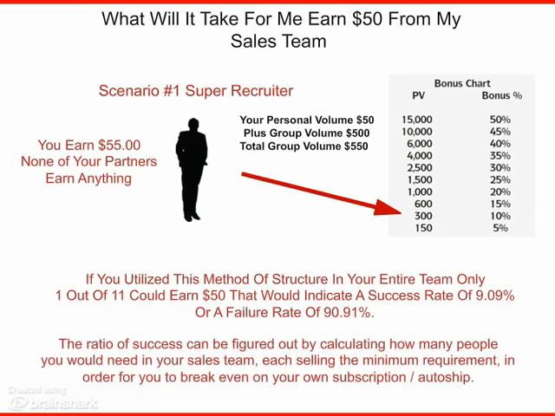The ratio of success, it's very easy to figure out how the mathematics work. You simply calculate how many people you would need in your own sales team, each selling the minimum requirement in order for you to break even on your own subscription or auto ship. So this basic building block sets up the mathematical equations for the entire Life compensation plan. A best case scenario in this plan, if everyone was doing the minimum, would be a 1 out of 11 success ratio.